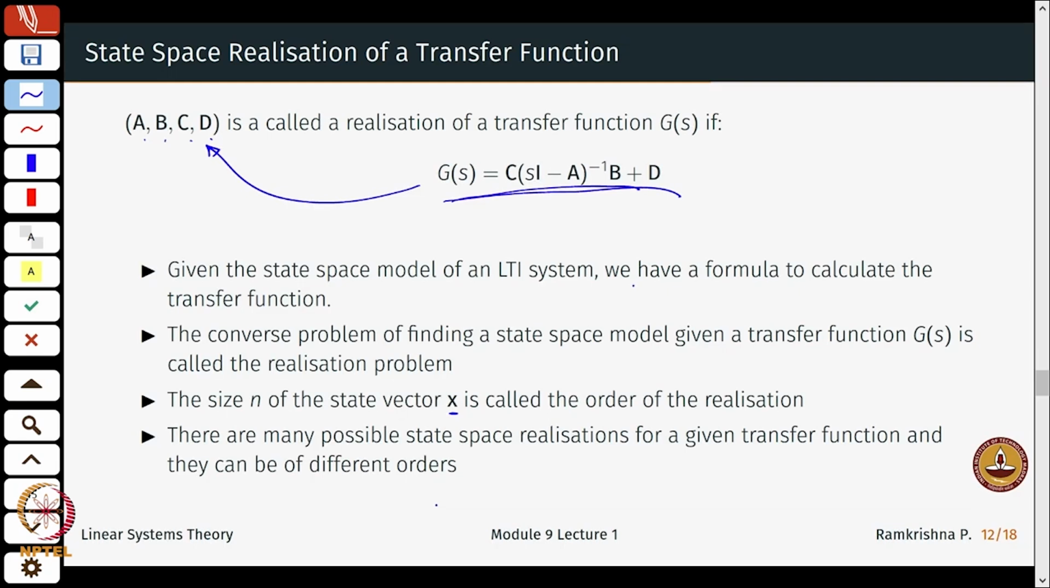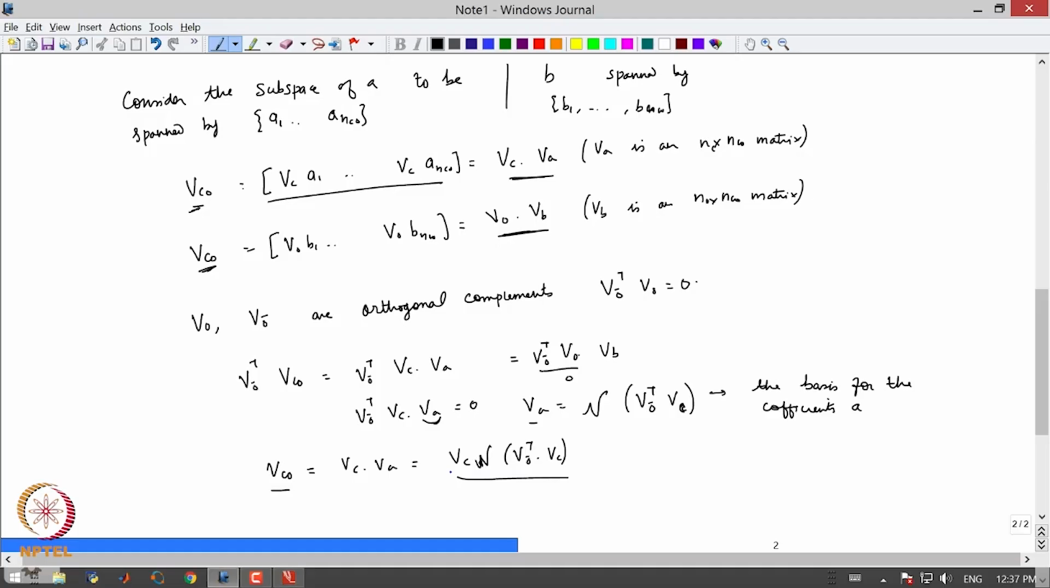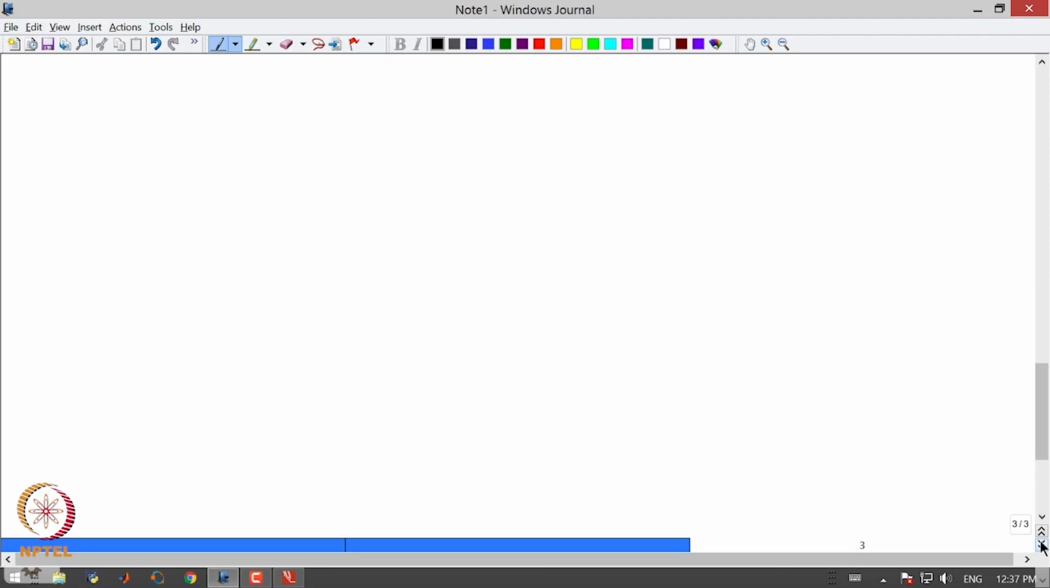Now, it is not surprising to know there are many possible state space realizations for a given transfer function, and they can be of different orders. I will, towards the end, do some examples on this and see how it goes. Before this we need to define some small concepts called the Markov parameters. So, what are these Markov parameters?